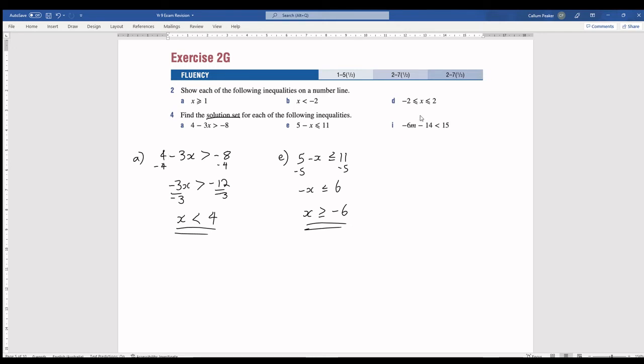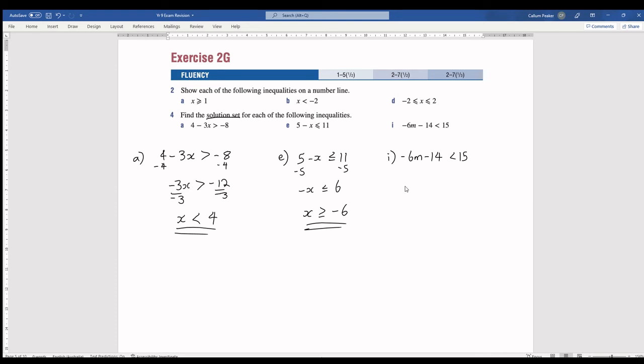As I did in the last video, for question I, I'm actually going to give you a moment to try this one yourself. And I do encourage you to try these yourself. It will help you with your exam revision. So the question is minus 6m minus 14 is less than 15. So take a couple moments, think about it, and we'll come back and see what the solution looks like.